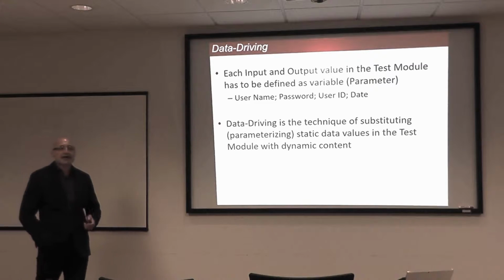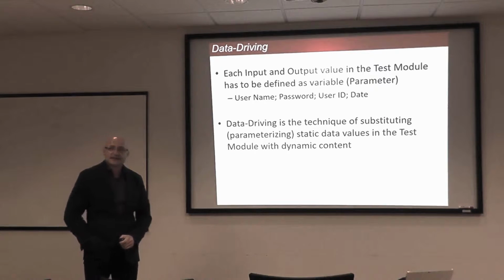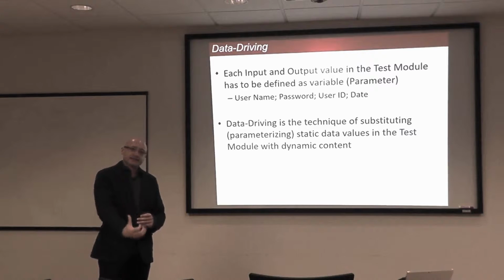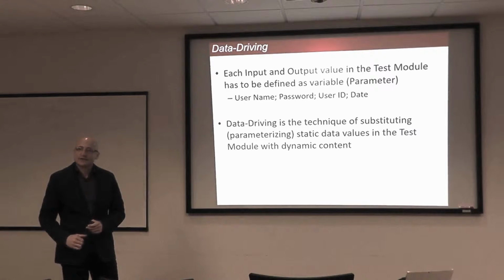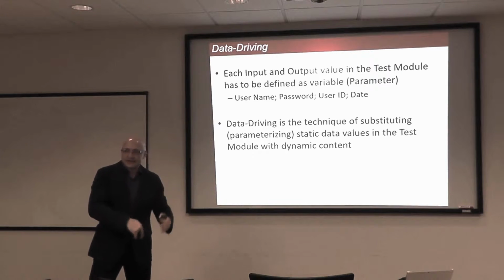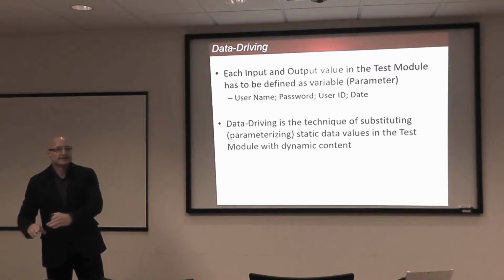Ideally, you should not have any static value in your script whatsoever. It has to be a data sponge. You put data in, it gets data out. And you go from test module to test module. You put data into one module, it comes out from the module and goes into the subsequent module. Make sense?